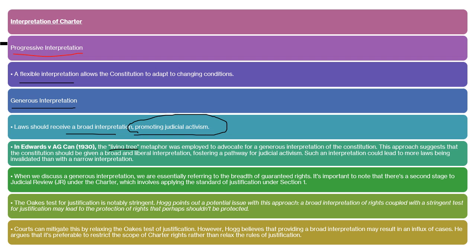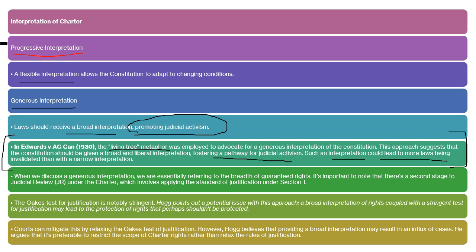They say the constitution is a living tree. So the constitution should be given a broad and liberal interpretation. It is a pathway to foster judicial activism. Such an interpretation could lead to more laws being invalidated than a narrow interpretation. So this is important. This is another, second case that you will have to add in your analysis when you are getting a question related to broad liberal interpretation. When we discuss this general interpretation, we are essentially referring to the breadth of a granted right, that you expand rights, their meaning, as much as possible.